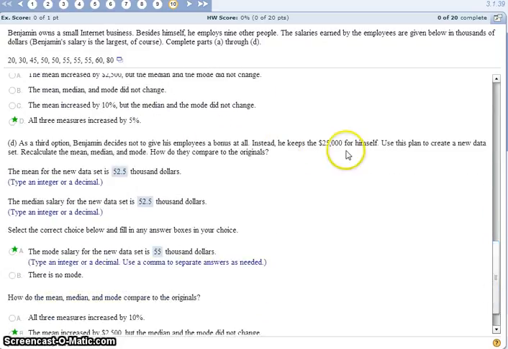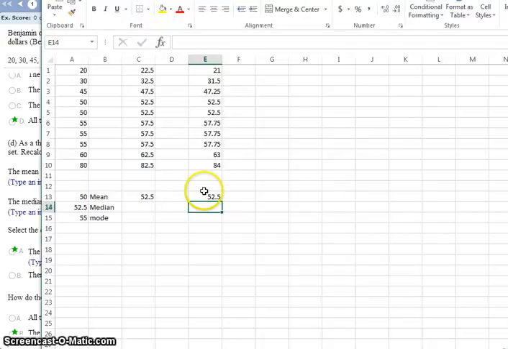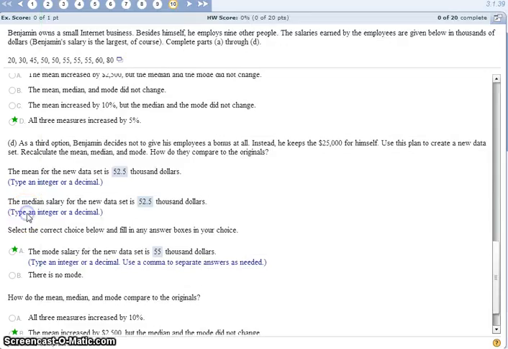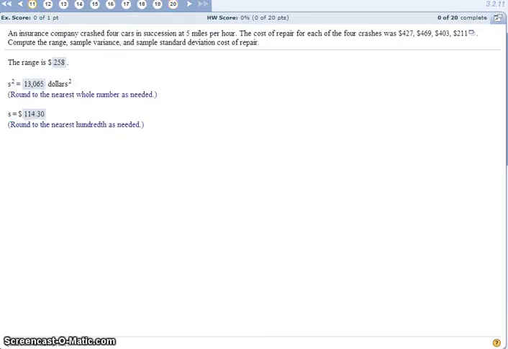One option is for him to just keep all the extra money for himself, just add 25 to his salary. So for that option, it's just going to look like this. And then he increases his salary by 25,000, so he goes to 105. And then do mean, median, and mode for that. So that's number 10.